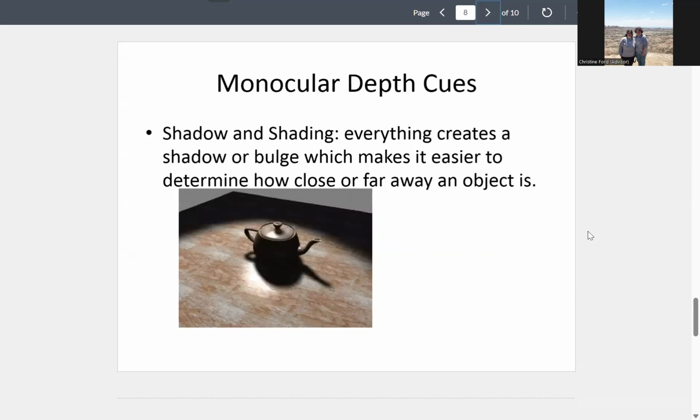The next monocular depth cue we're going to talk about is shadow and shading. Everything creates a shadow or a bulge when a light is projected onto the object. The smaller the shadow, the smaller the object. The bigger the shadow, the closer you are to the object. So you are going to look for an object with a shadow.